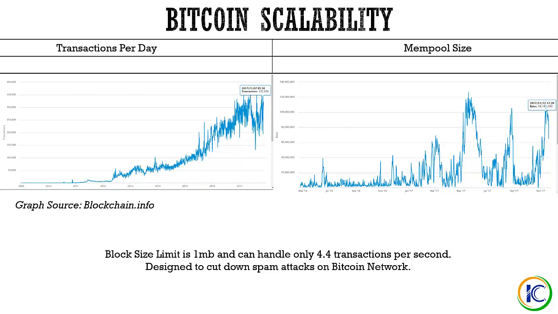Now the block size limit of the Bitcoin network is 1 megabyte, and it can only handle 4.4 transactions every second. Now this was designed in the beginning by the developers of Bitcoin in order to prevent the spam attacks that might have happened on the Bitcoin network. Now, if you look at the Bitcoin scalability factor, I'm sure you guys would have experienced this recently. There has been a huge wait time for your transaction to get confirmed on the Bitcoin network, and also the transaction fees have shot up to the roof.